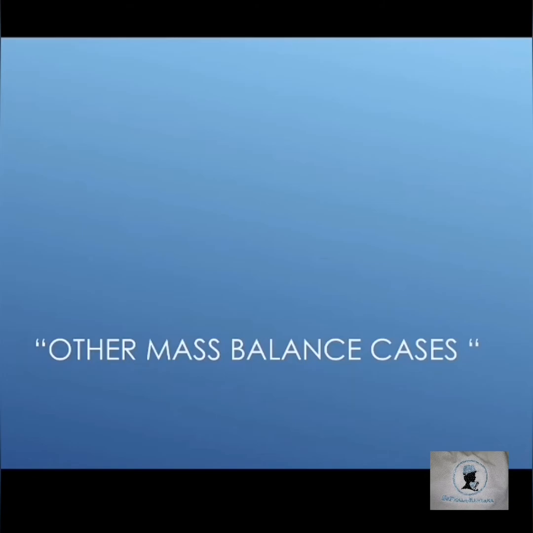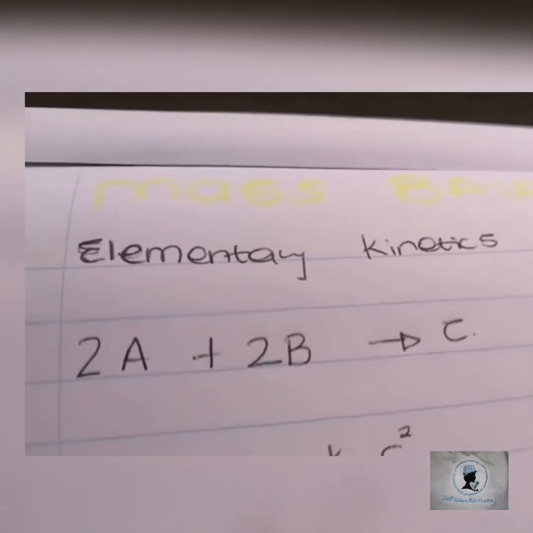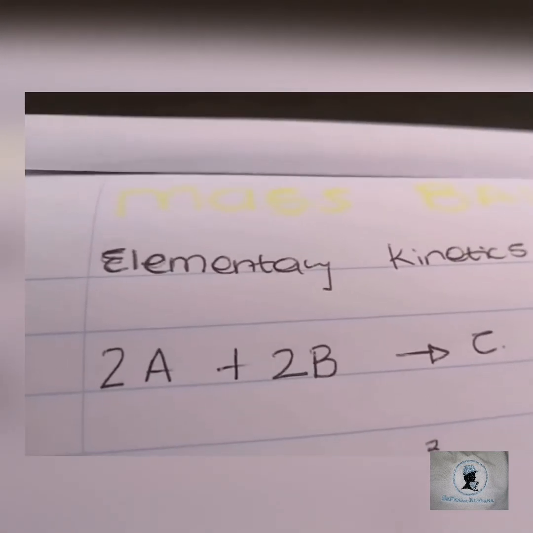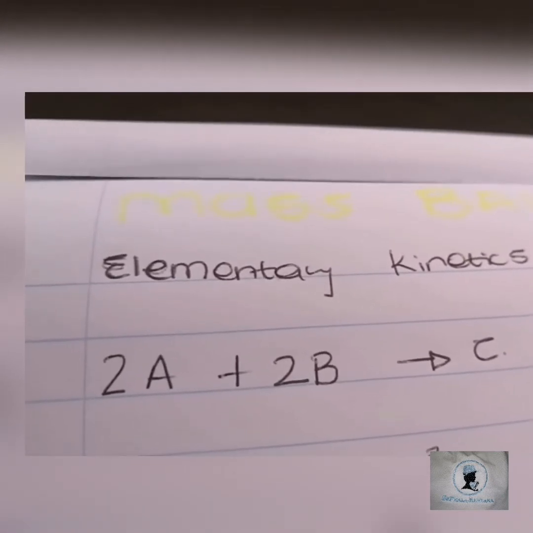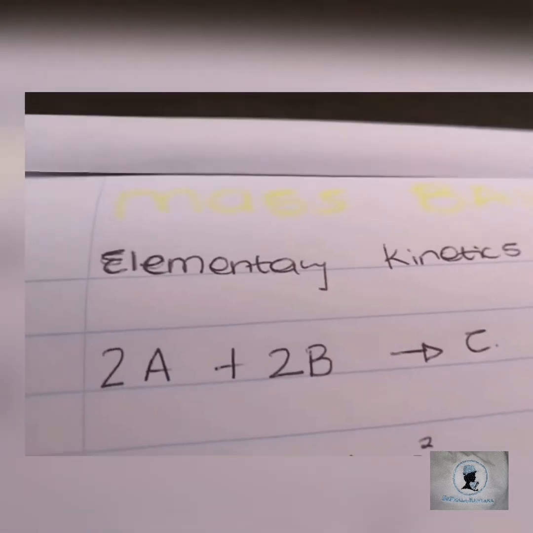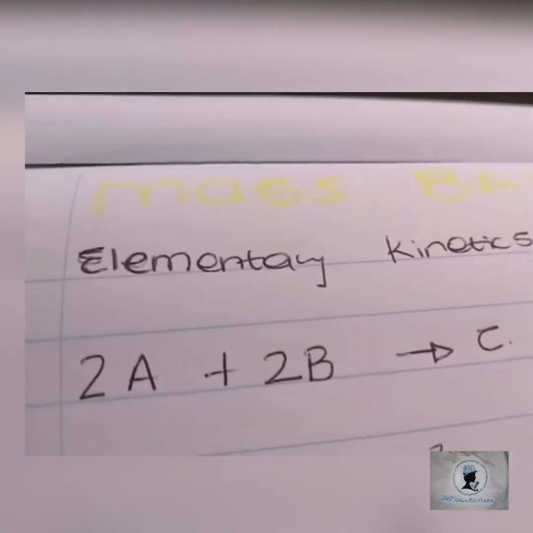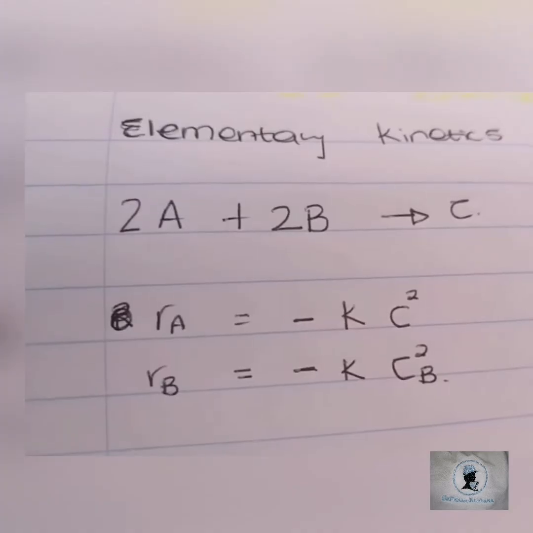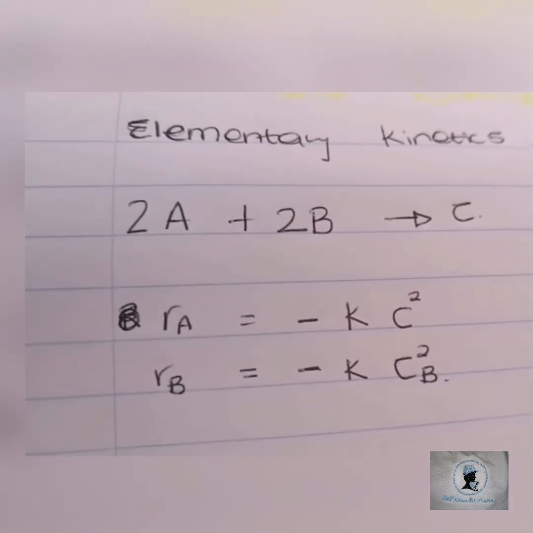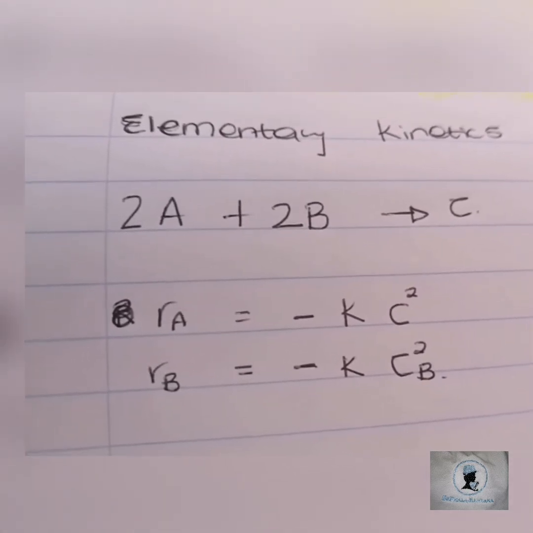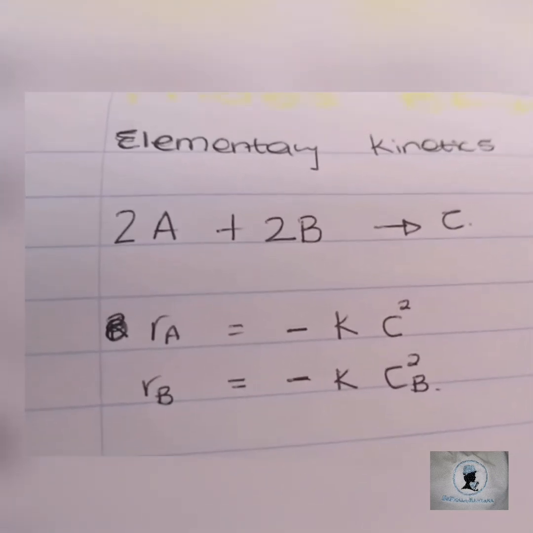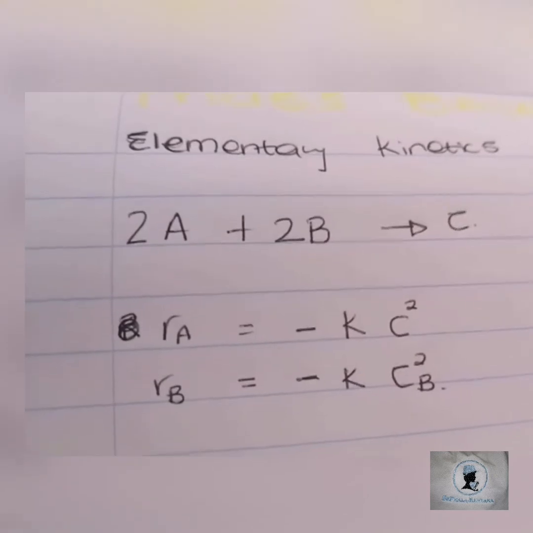So, other mass balance cases. We are dealing with elementary kinetics. So guys, with elementary kinetics, it's when they give you an equation with reactants and products. It's the normal mass balance analysis question. They will not tell you exactly that water gets into the river, and then the water has maybe sodium, and then what happens, all those things.